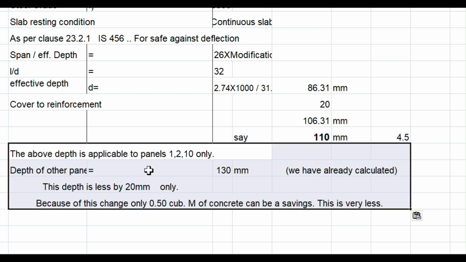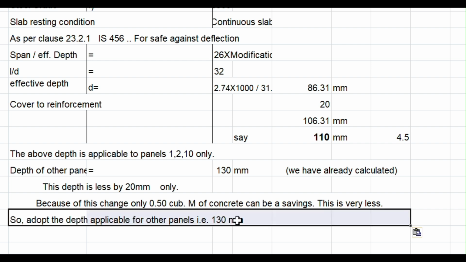The above depth is applicable to panels 1, 2 and 10 only. These three panels are the one-way reinforced panels with the same span. So this depth of 110 mm is applicable to these panels only. The depth of the other panels is 130 mm, which was already calculated in the previous videos. The depth difference between these two is only 20 mm. Because of this 20 mm difference, we are going to save only 0.5 cubic meter of concrete. This is very little, so we shall take the same depth of 130 mm.